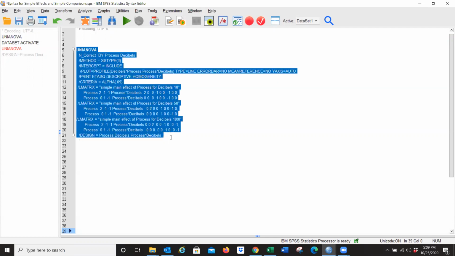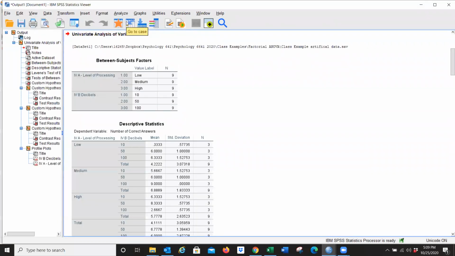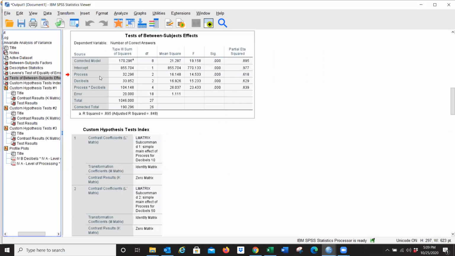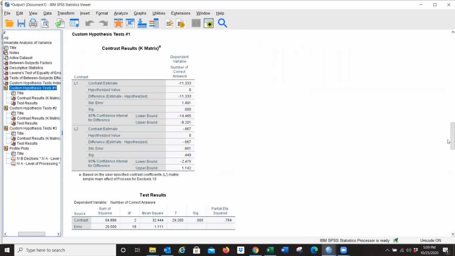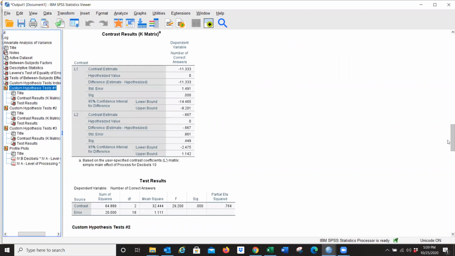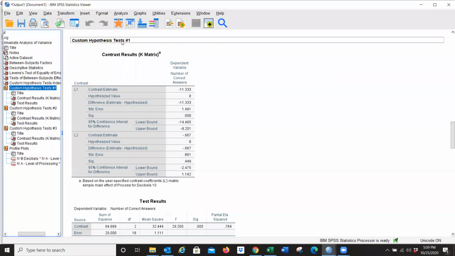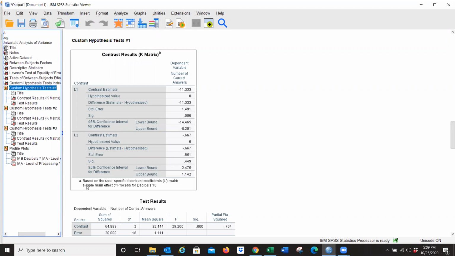So there's lots of ways you can run syntax. I generally just highlight what it is, and click there, and voila, we have our output. And I'm going to show you a couple things. There's just the overall tests. But I want to show you this, because if I ran the world, I would organize this differently. This is our first test. This first one, remember, you have to go back. The first one, and it tells you, simple main effects of process for decibels 10. So custom test 1 is our first simple main effect.